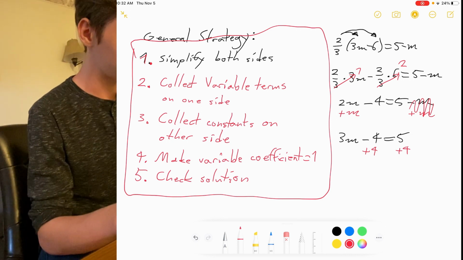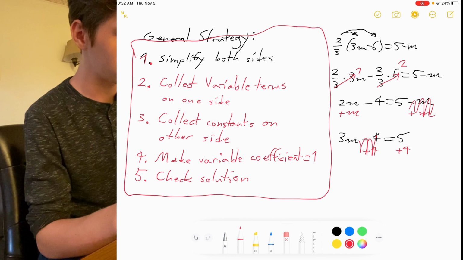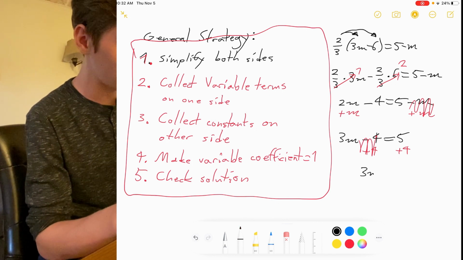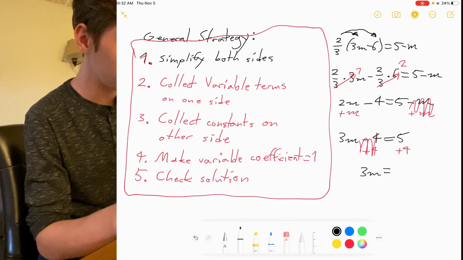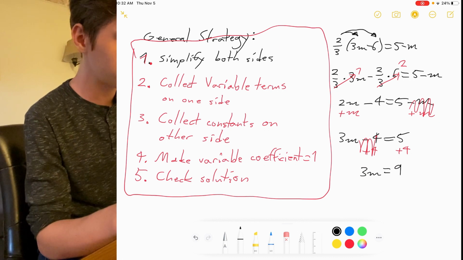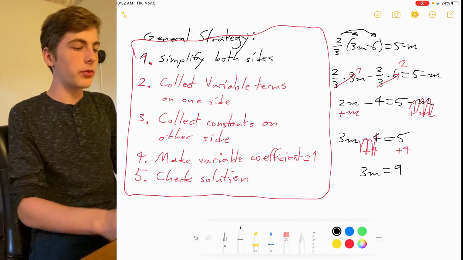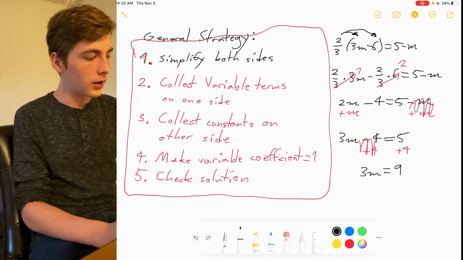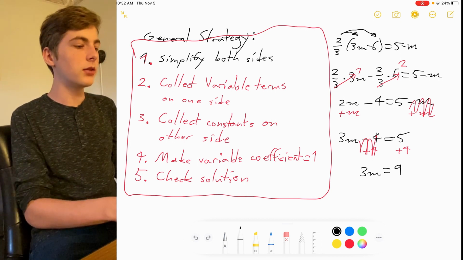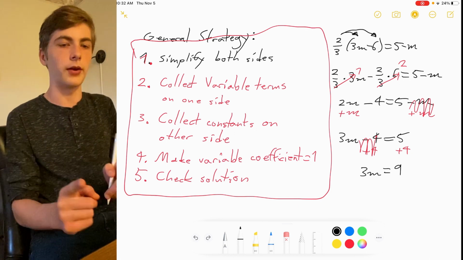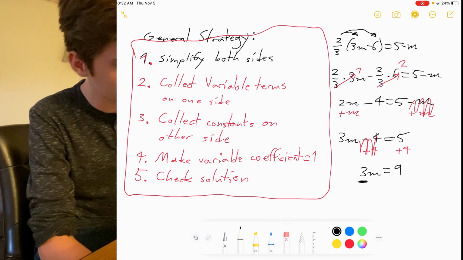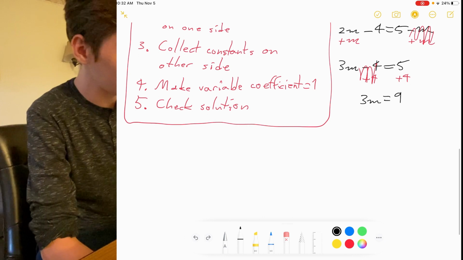And so now we can just kind of evaluate. This is going to cancel itself out. And so we're going to get 3m is equal to 5 plus 4, which is 9. Okay, we're getting really close here. So that was step 3 up here. Step 4 says to make the variable coefficient equal to 1. So that means this guy right here. That's the variable coefficient.